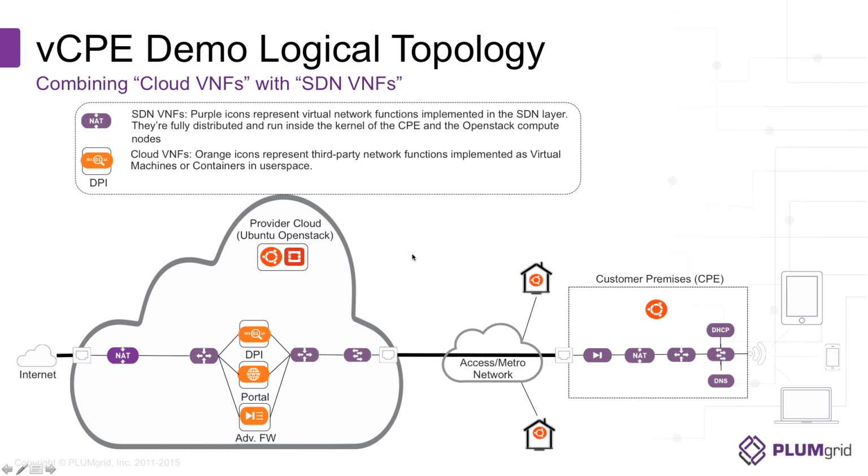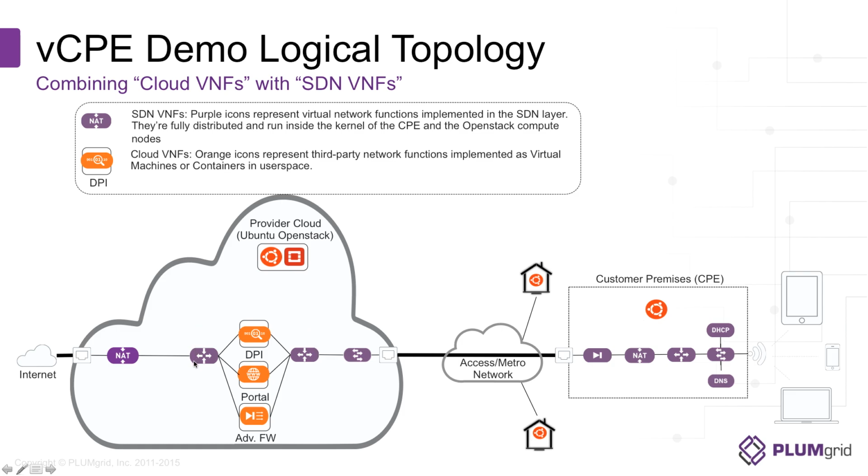In this demo, we will use an OpenStack cloud to create virtual network functions, or VNFs, as virtual machines. These VNFs are represented with orange icons in the slide and can include things like deep packet inspection, a local web portal, an advanced firewall, a load balancer, or any other function. These VNFs are connected together by a software-defined networking layer controlled by OpenStack Neutron and presented here with purple icons.